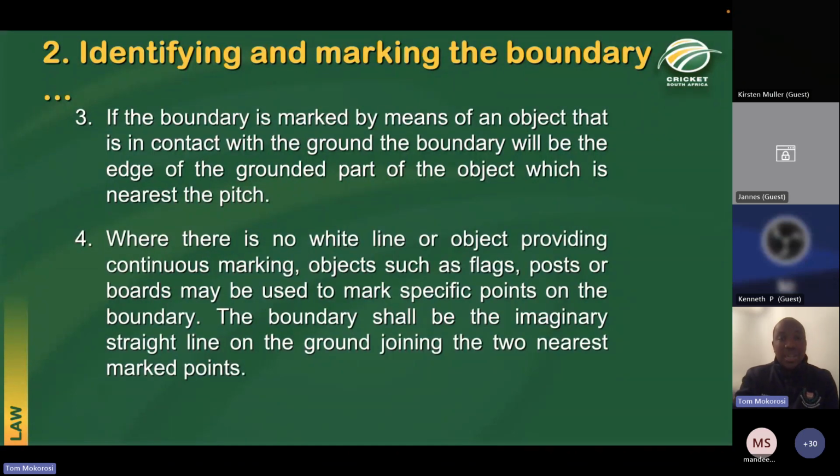Where there is no white line or object providing continuous marking, objects such as flags, posts, or boards may be used to mark specific points on the boundary. And the boundary shall be regarded as the imaginary straight line on the ground joining the two nearest marked points.